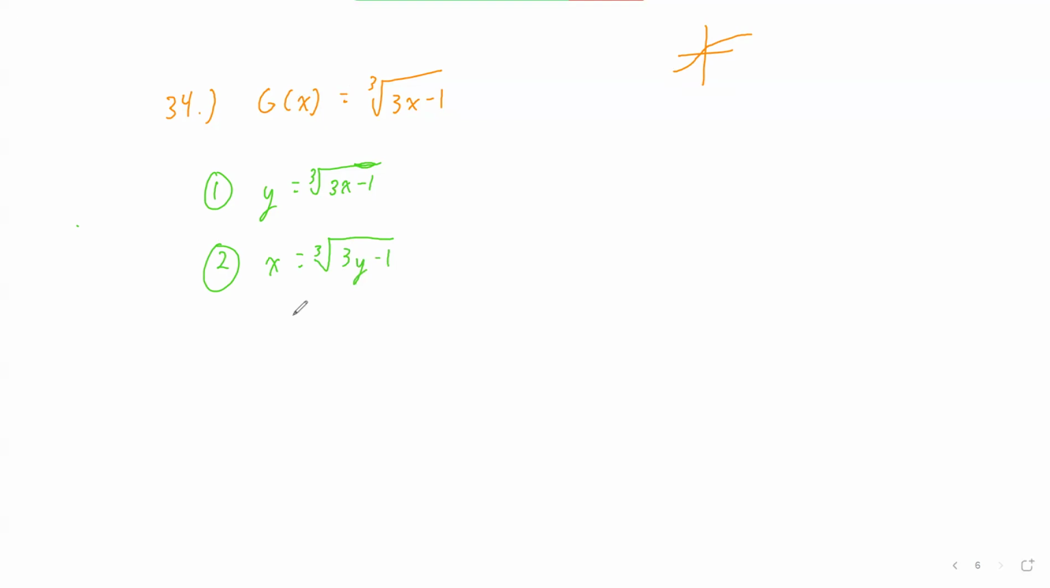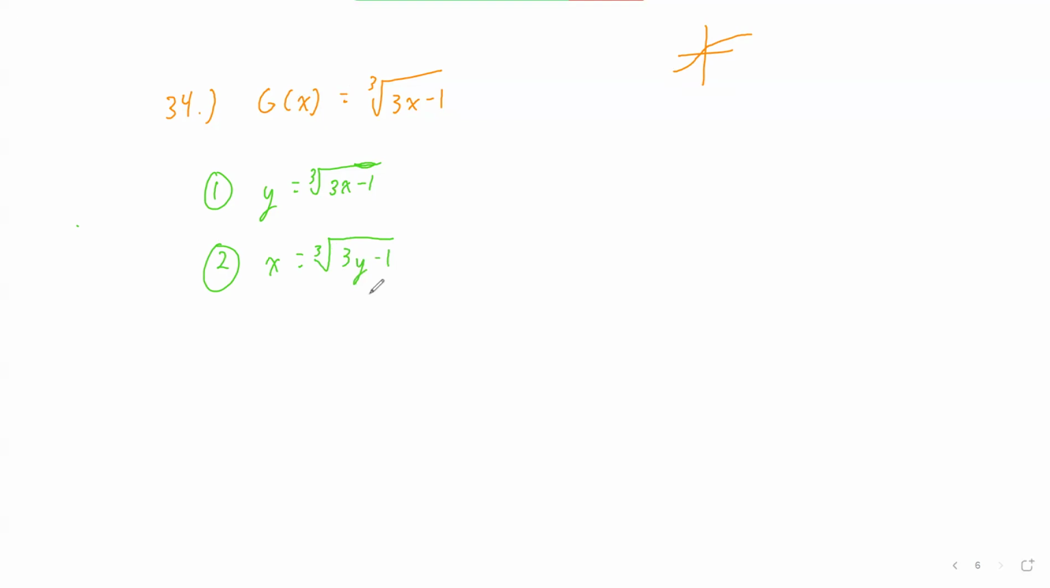34 says g of x equals the cube root of 3x minus 1. Again, this is a cube root, so I know it's going to look something like this. It might be shifted, but I know that it passes the horizontal line test, so I don't have to worry about any restrictions. So now I'm going to replace g of x with a y. And then I'm going to switch x and y. And now I'm going to solve for y.